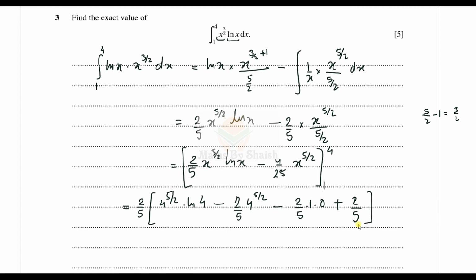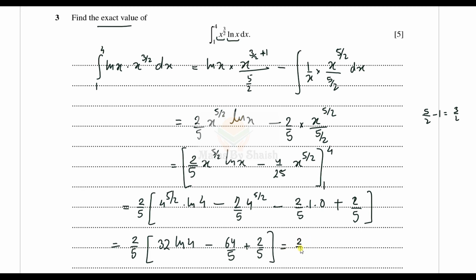So this is the answer. Let's calculate it. It is going to be 2 over 5. You know that we cannot put the value of ln 4 because we need the answer as the exact value. So 4 is 2 square, and we are left with 2 raised to the power 5, that is 32 ln 4, and here 2 raised to the power 5 is 32 into 2 is 64 over 5 minus 0 plus 2 by 5, which can be simplified as 2 over 5.